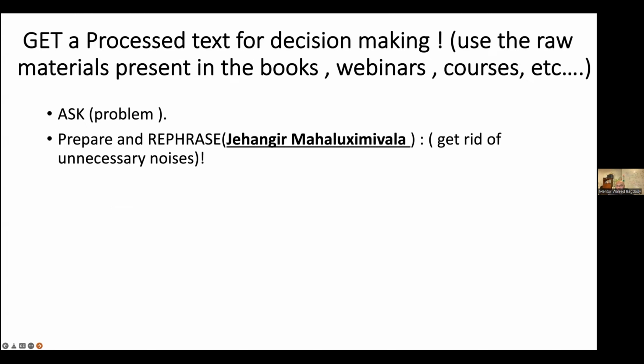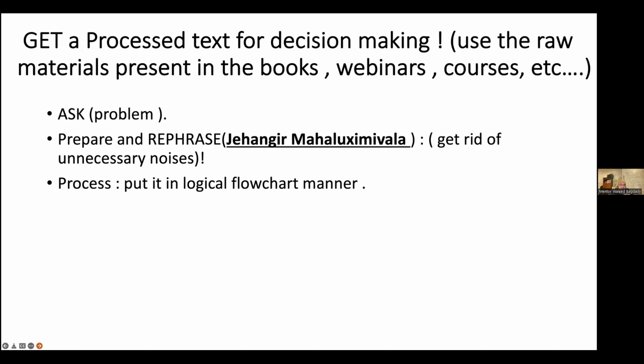So you need to ask a problem. Now I'm reading, for example, a book, a chapter about AVN of the femoral head. So you need to ask, how can I treat a patient with femoral head avascular necrosis? What stage will the patient present at?